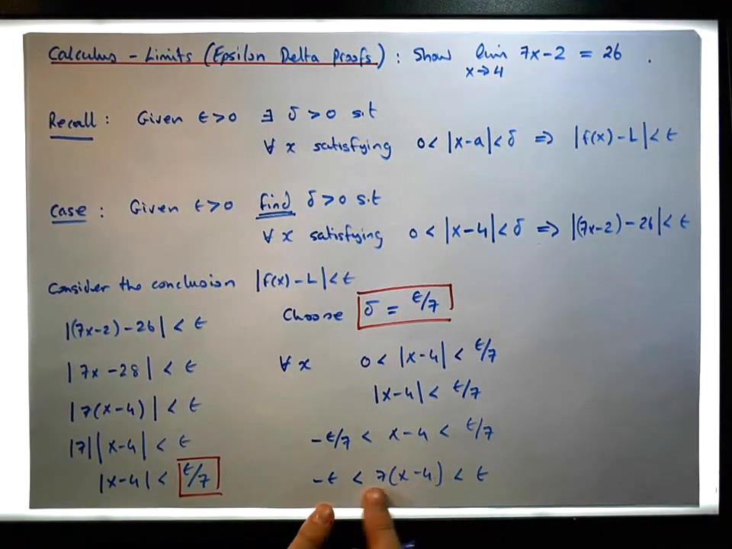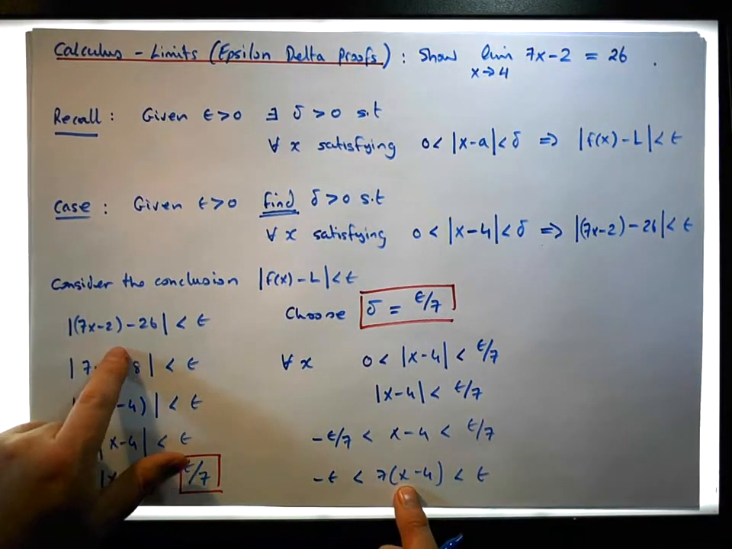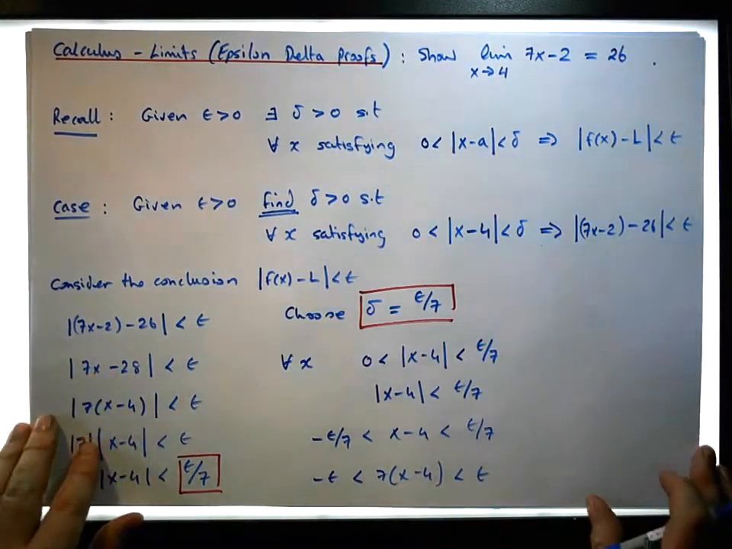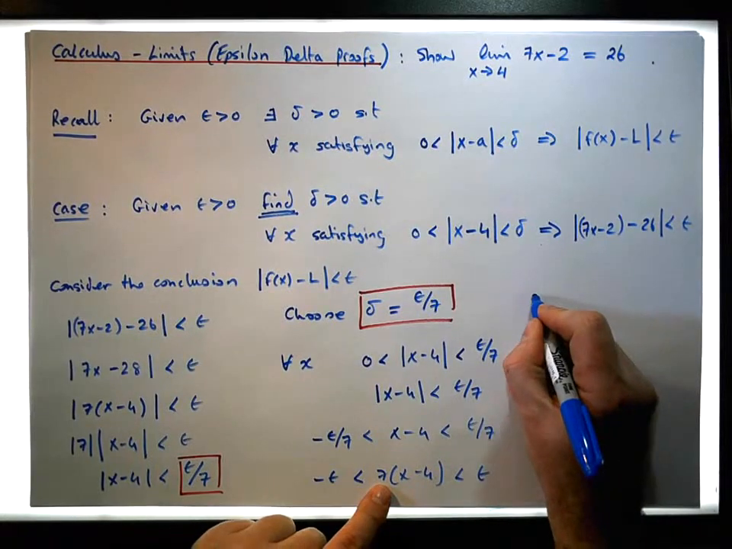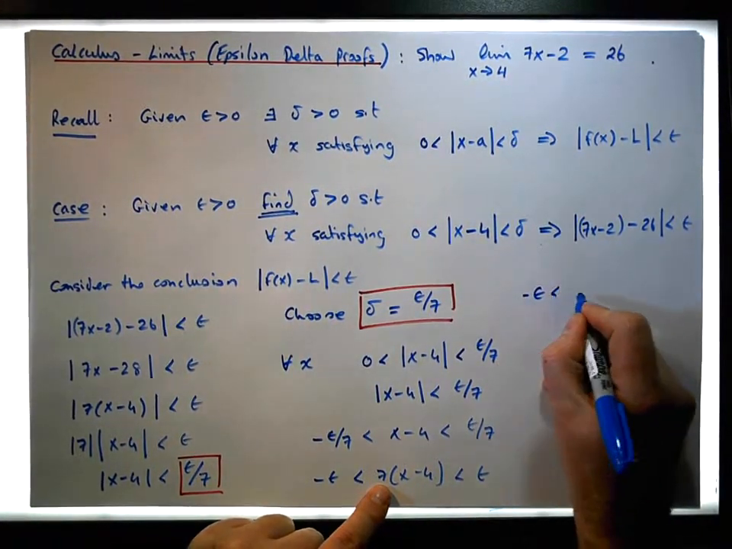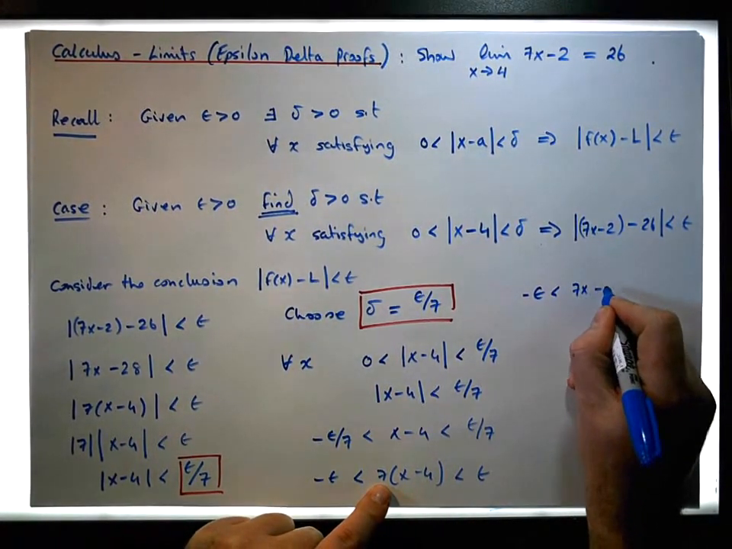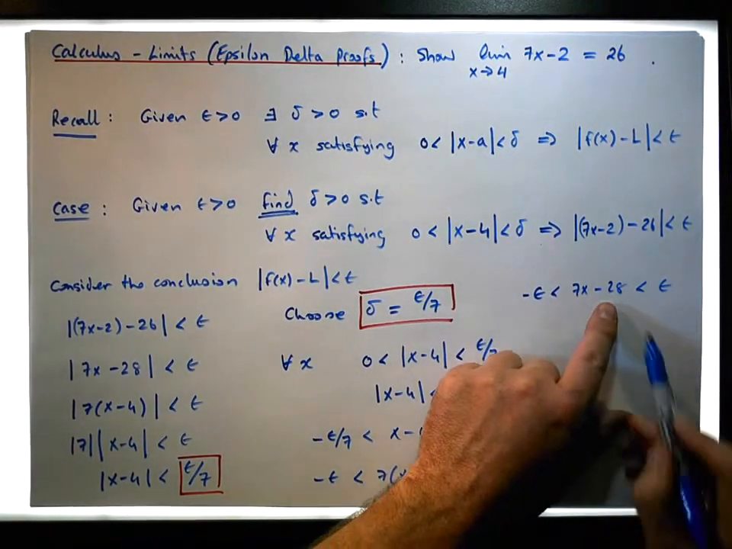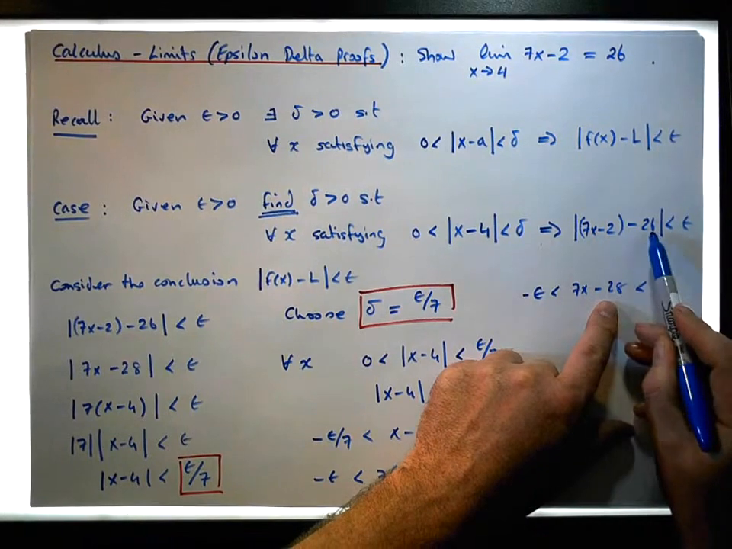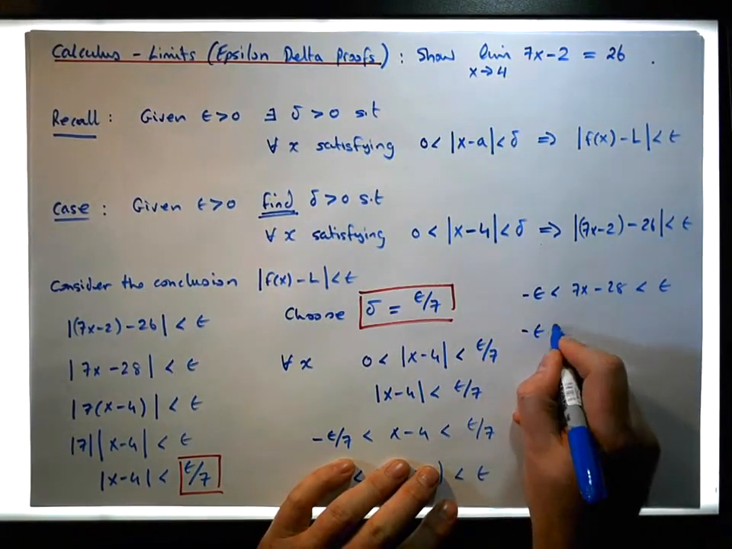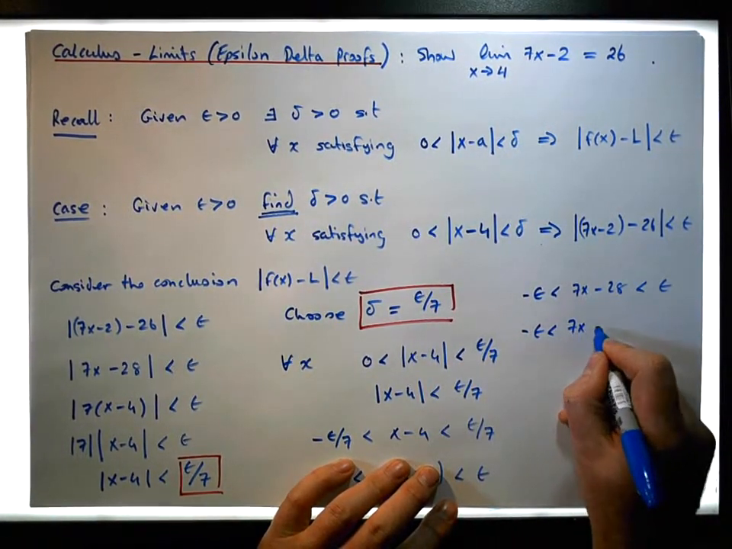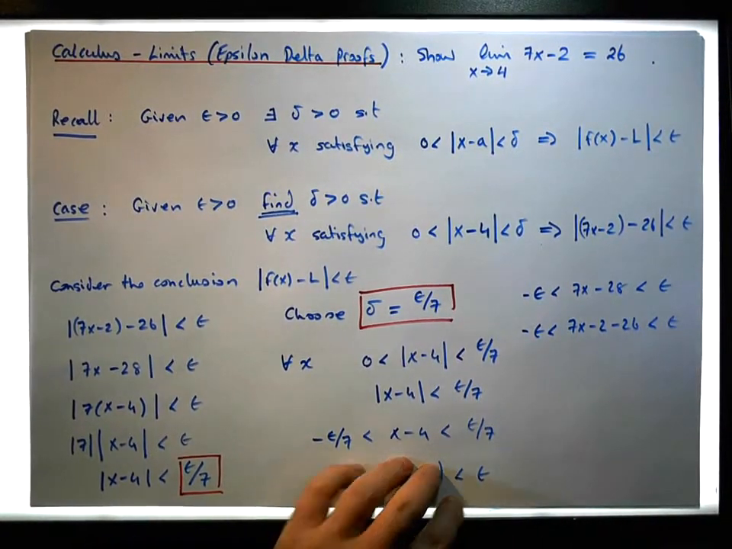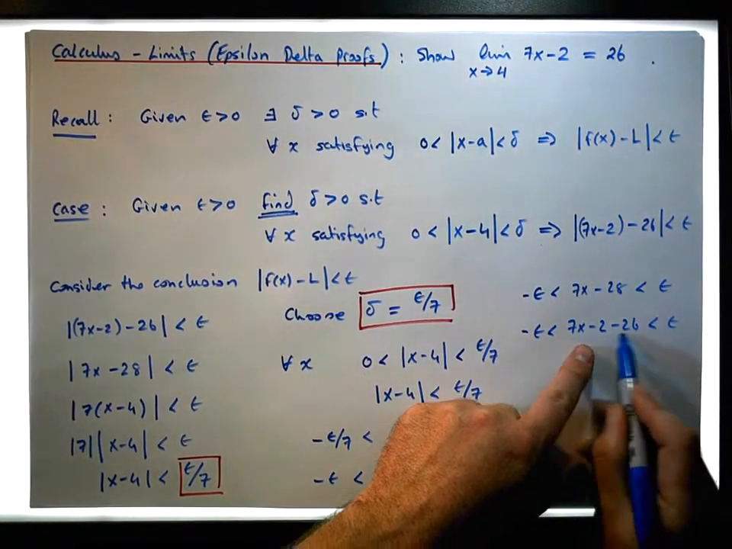So let's now work this backwards to get what we started with. Can we get f of x minus L? Well, what does this give us? This gives us that minus epsilon is less than 7x minus 28, which is less than epsilon. But hang on, minus 28 is the same as minus 2 minus 26. So now we have that minus epsilon is less than 7x minus 2 minus 26, which is less than epsilon. Voila, there's our function and there's our limit.